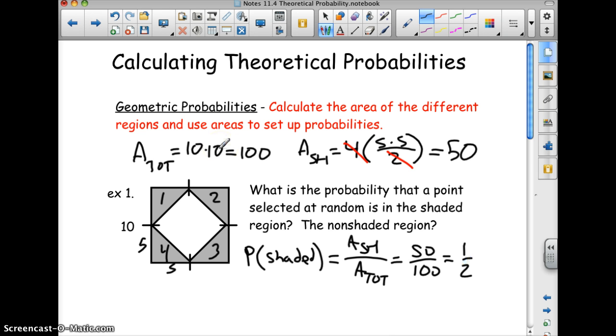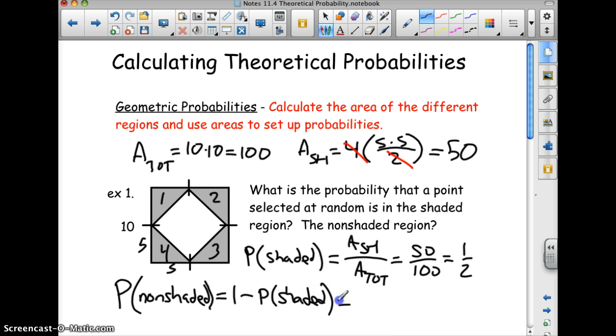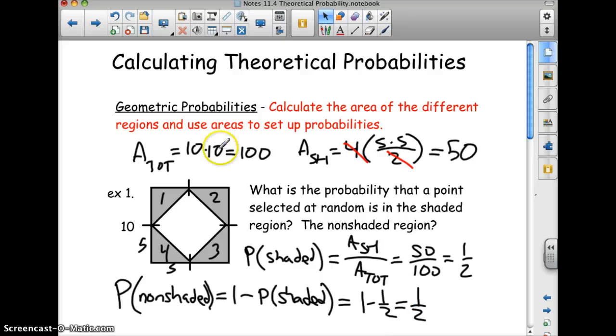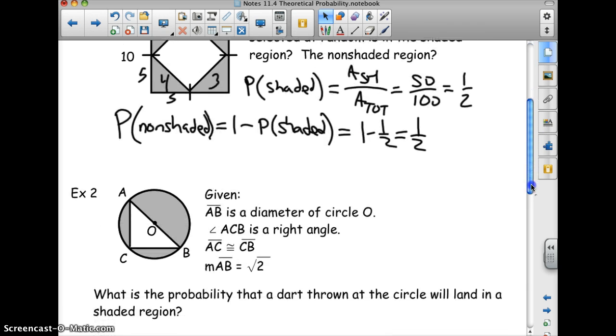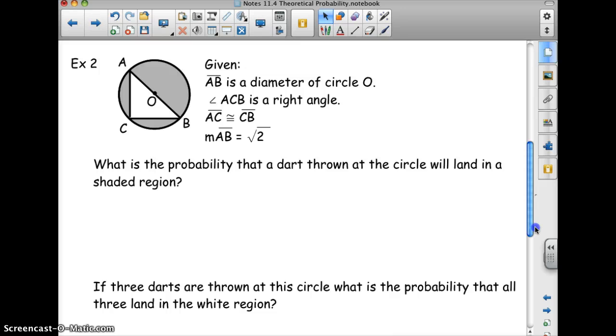And then the probability of the non-shaded region is going to equal 1 minus the probability of the shaded region. Okay? So that's pretty easy. Once you have one, you can just use it to find the other. 1 minus 1/2 is 1/2. Another way to do that would be to find the area of the non-shaded region and then put that over the total area.